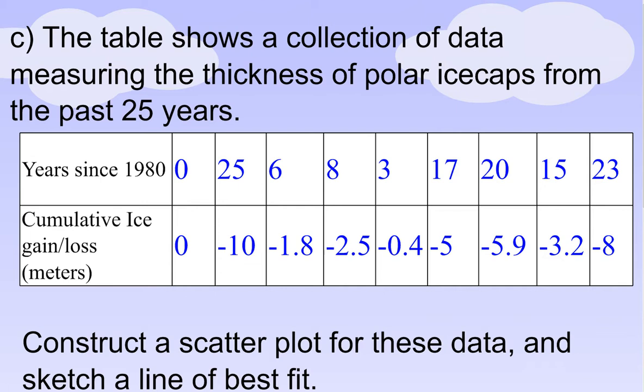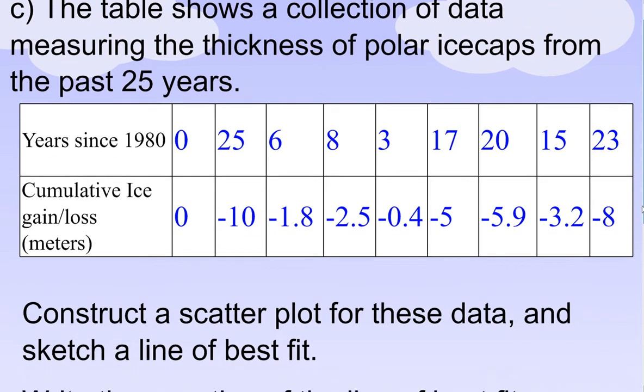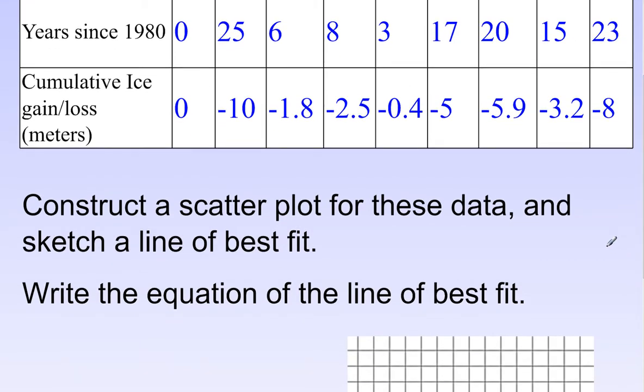Letter C. The table below shows the collection of data measuring the thickness of polar ice caps from the past 25 years. Construct a scatter plot for these data and sketch a line of best fit. Write the equation of the line of best fit. So go ahead and pause the video. Do it right now. When you're ready to continue, hit play, and we'll go through it together.